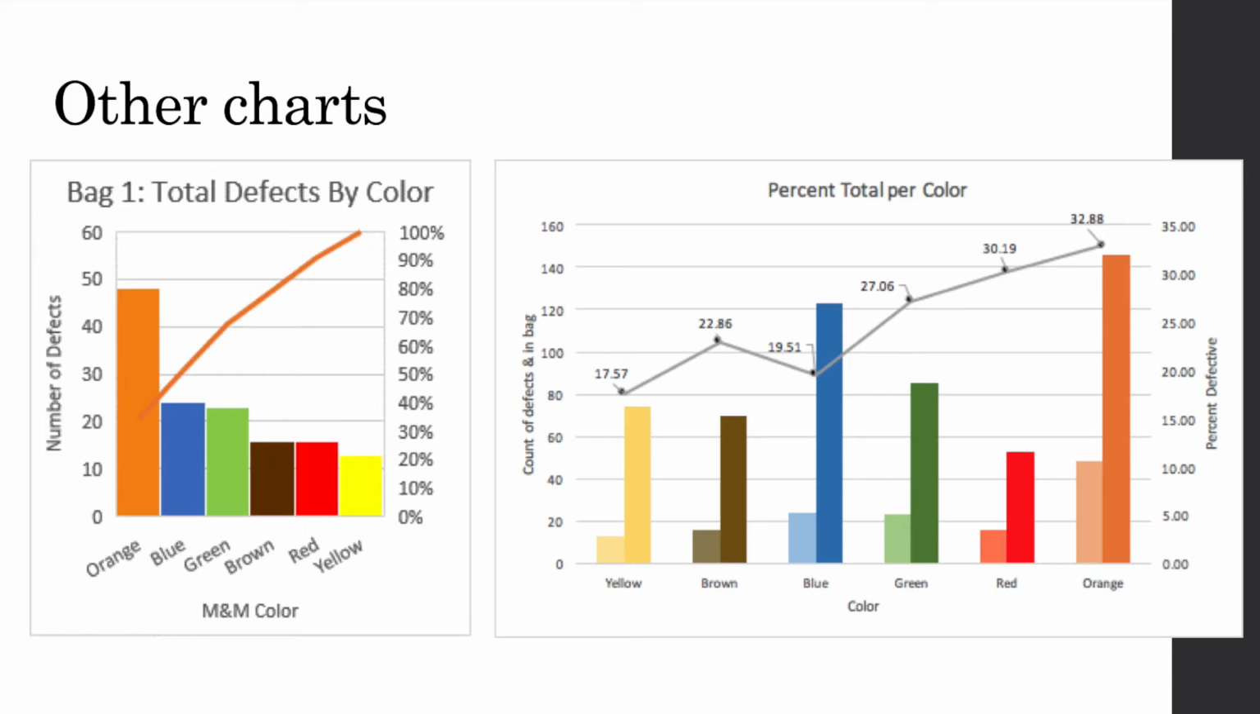The graph on the left shows the overall number of defects found in bag 1, broken down by color. And as you can see, the orange line represents a cumulative percent of defects for the whole bag. After we found the total number of M&Ms per color and the total number of defects per color, we were then able to calculate and show the percent of the specific color that are defective, which is represented by the gray line in the graph on the right. The box to the left in each color represents the total count of defects per color, while the box on the right represents the total M&Ms per color.